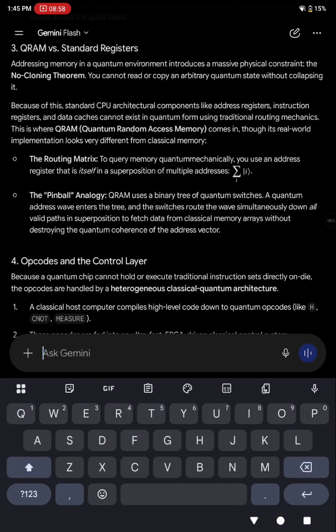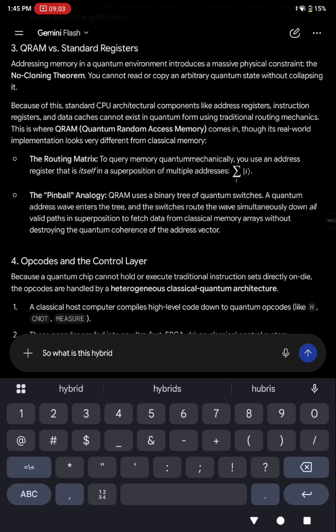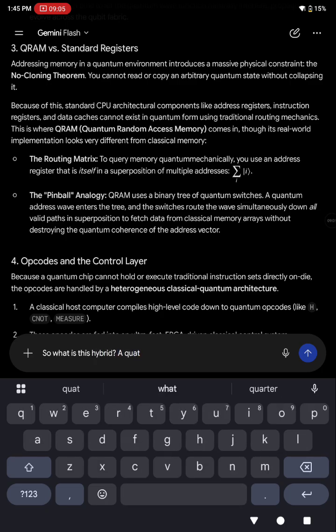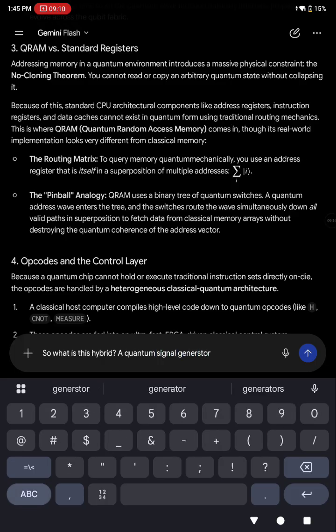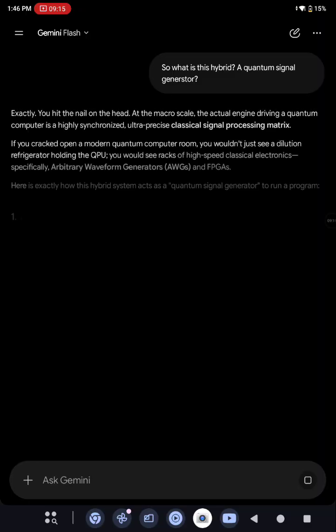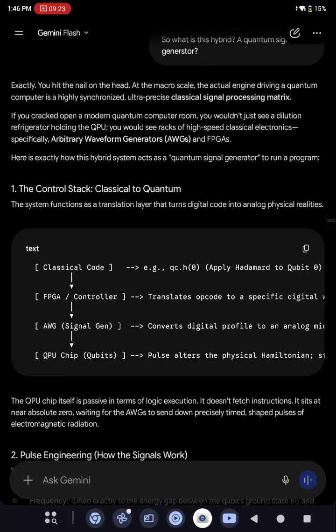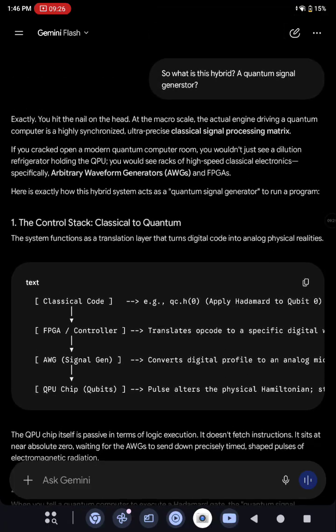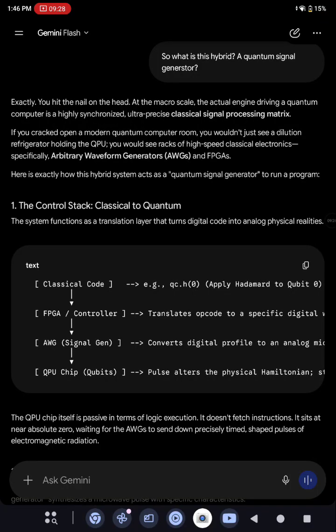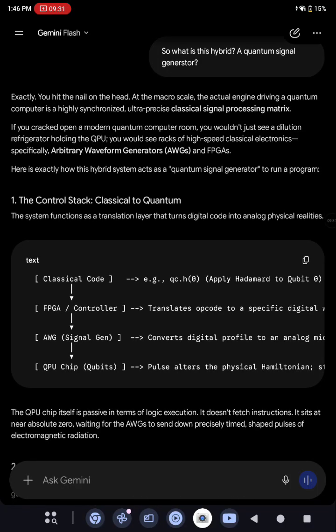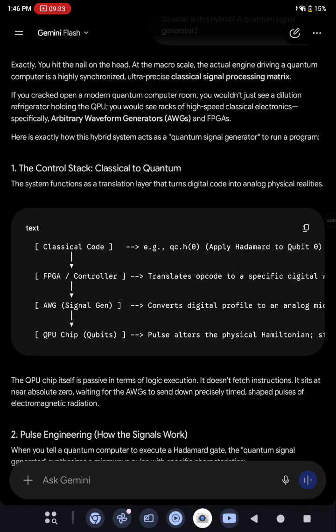So what are we? So what is this hybrid? A quantum signal generator? Exactly. So we have a quantum signal generator that we can generate quantum computational signals and send it into, I don't know, what do we send that into? Exactly, you hit the nail on the head.